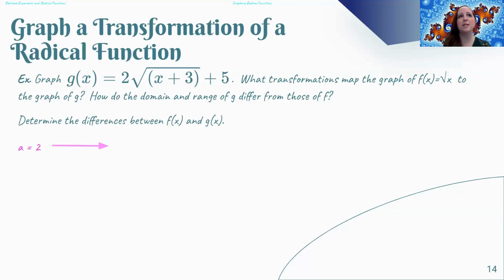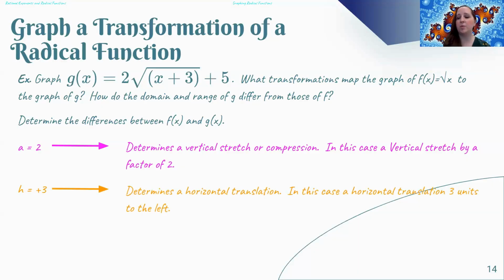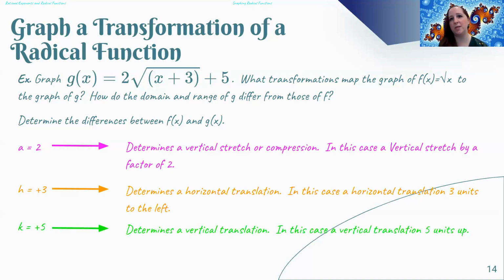So the first difference I see is that 2. That 2 tells me, again, it's a vertical stretch or compression. In this case, it's a vertical stretch by a factor of 2. h gives me a plus 3, so it determines that horizontal translation. So I'm moving 3 units to the left. And the plus 5 tells me a vertical translation. In this case, I'm moving up 5 units.